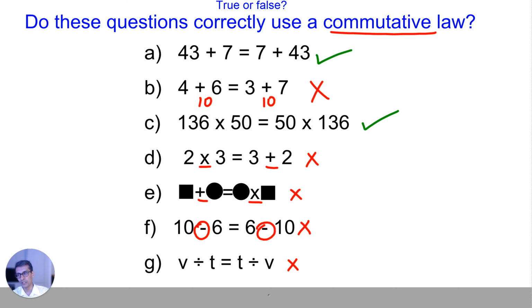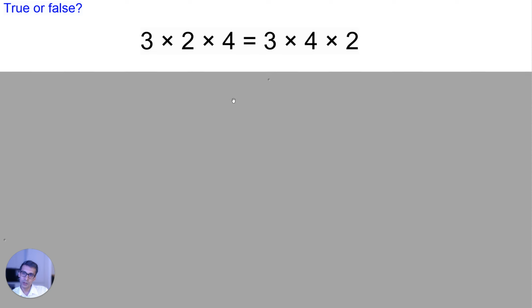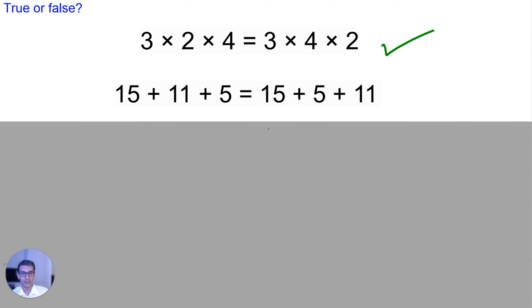Okay, so let's do a couple more examples here. True or false? Have a go at this. Is this an example of the commutative law? Yes, it is. 3 times 2 times 4 is 3 times 4 times 2. You are using the commutative law because all of the operations match as well. Is this true or false?